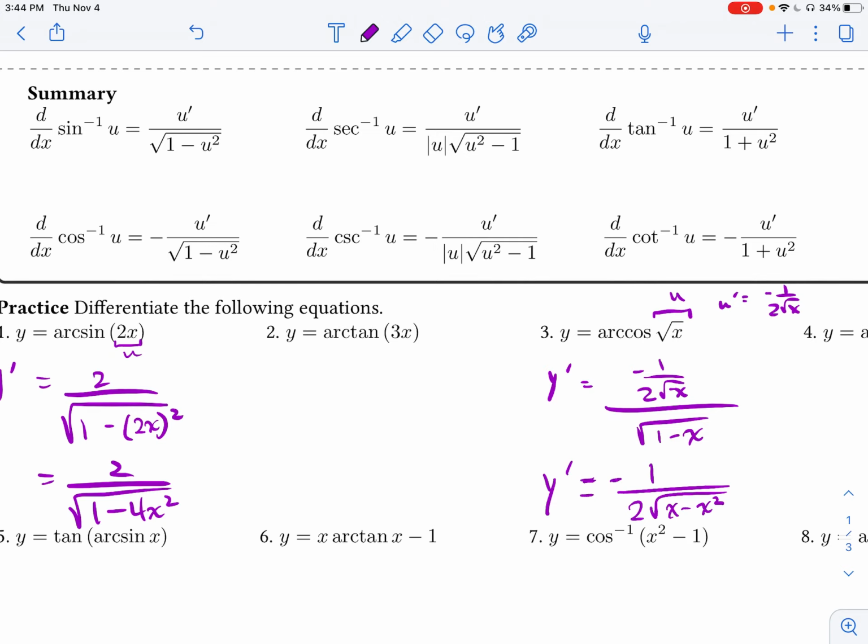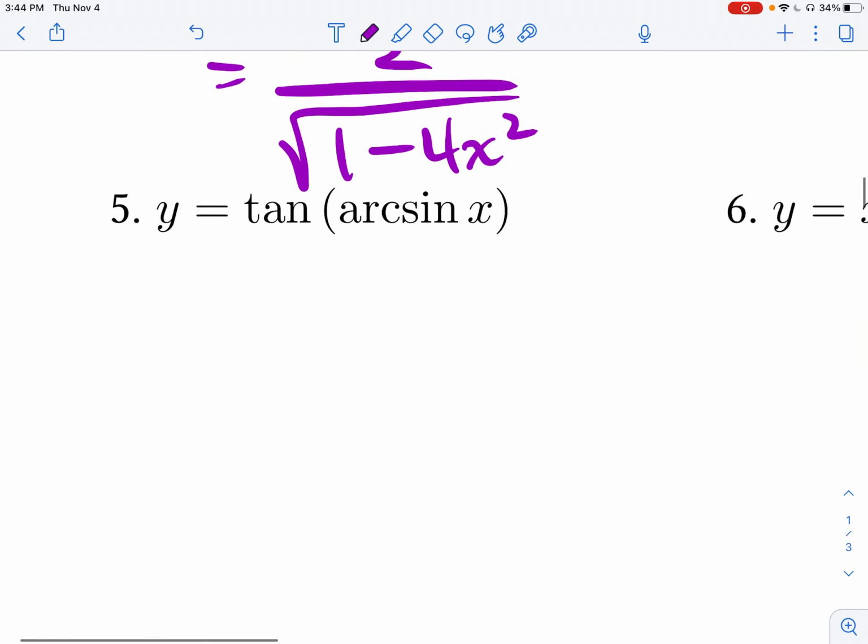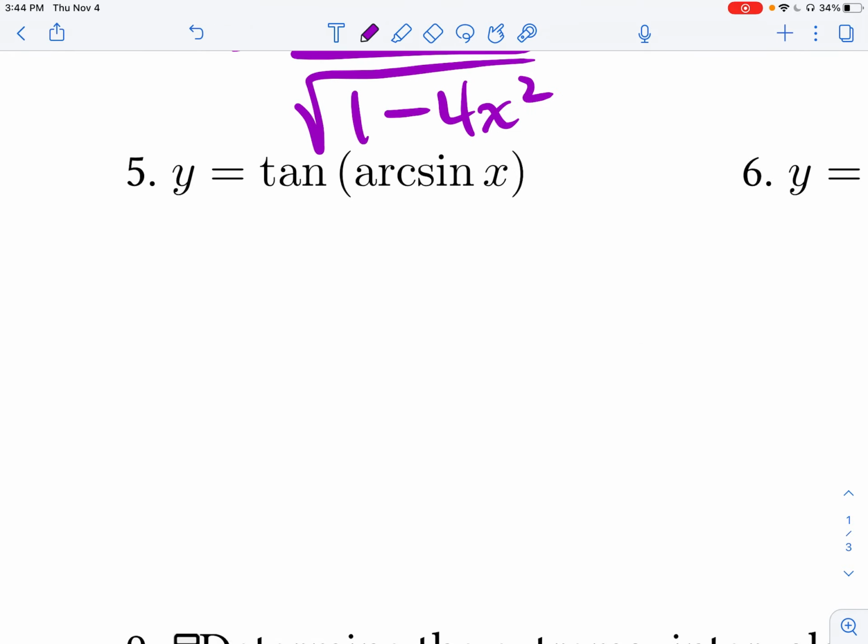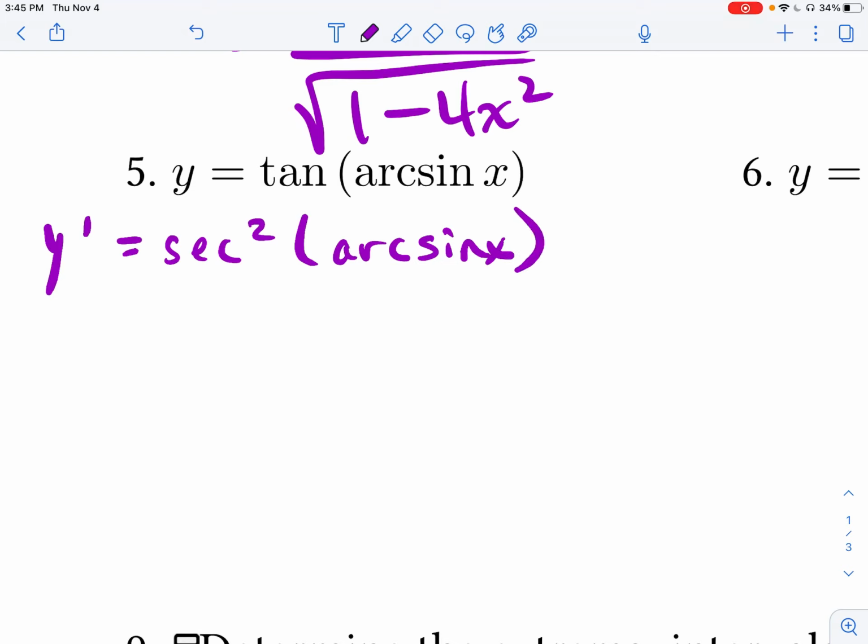Let's look at something like number 5. So for number 5 here, we have a composition. First off, let's set this up first. y prime is the derivative of all this, and since this is a composition, we're going to be using the chain rule. The derivative of tangent is secant squared of whatever our argument is, times the derivative of our inner function, which is the derivative of arcsine of x, that's 1 over root 1 minus x squared. Okay?